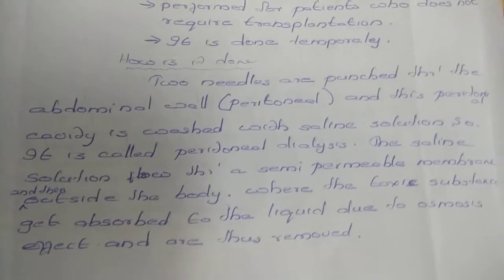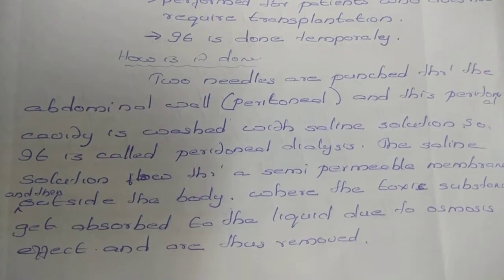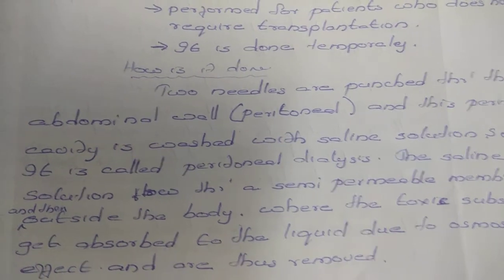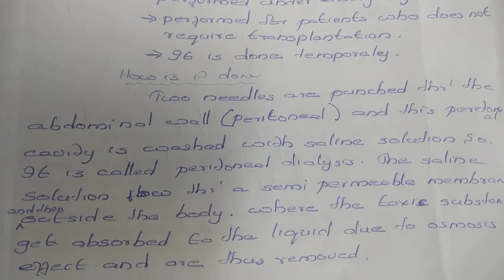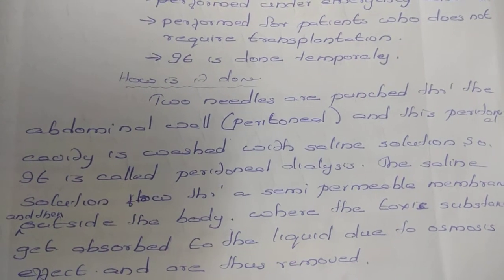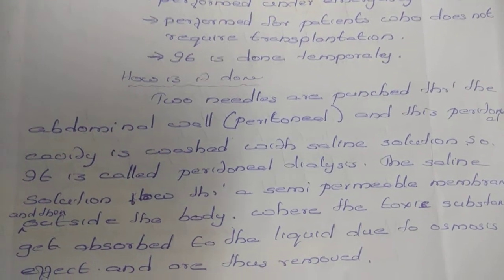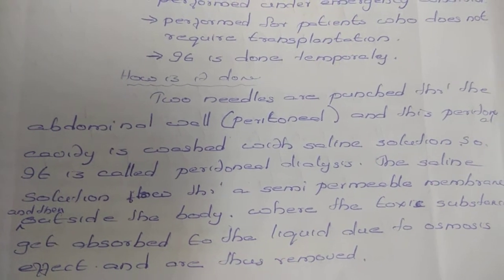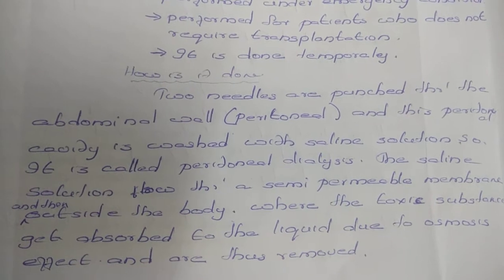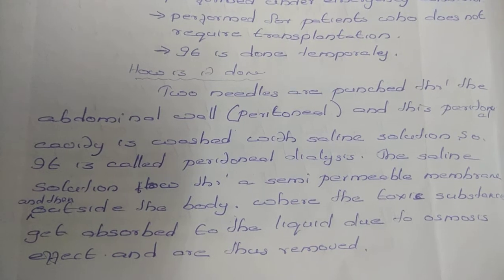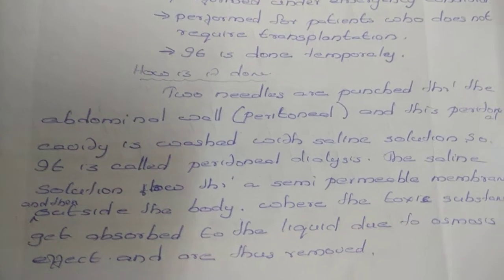Two needles are punched through the abdominal wall, that is the peritoneal wall, and this peritoneal cavity is washed with saline water. Since it is being connected to the peritoneal walls, this process is known as peritoneal dialysis. This saline solution, which is being passed through the peritoneal walls, flows through the semi-permeable membrane, which is kept outside the body. Then the toxic substances get absorbed into the liquid due to the osmosis effect and are thus removed. This is the working of peritoneal dialysis.